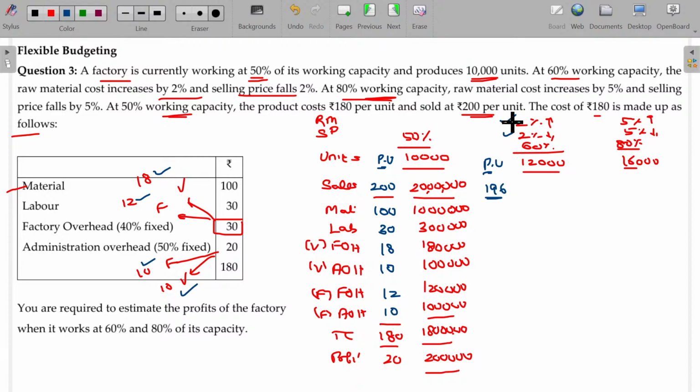Material price increases by 2%. 100 becomes 102 hereafter. Labor no change. Variable factory overhead no change. Admin overhead variable no change. But fixed overhead related to the factory and admin will not be calculated on a per unit basis. That value will be common like the earlier one, 1 lakh 20,000 and 1 lakh. It will not change due to the change in the volume. Is that clear? So 196 into 12,000.